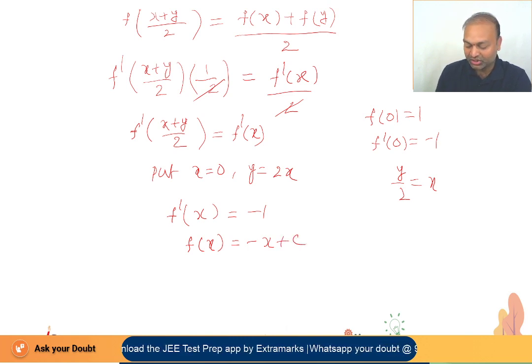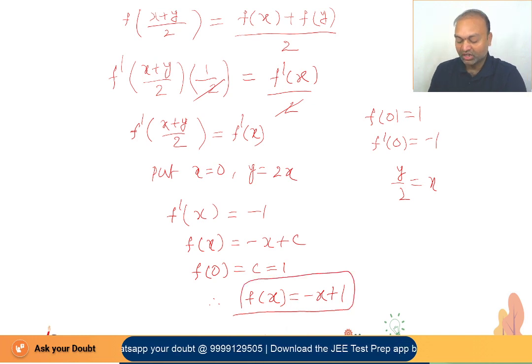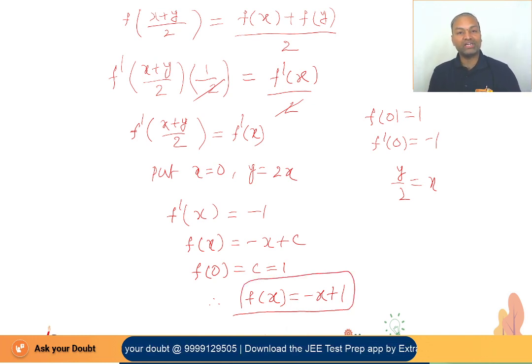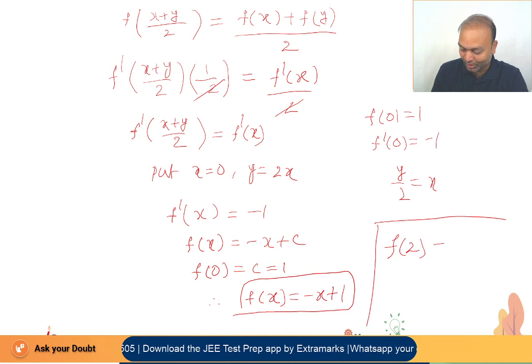Now put x is equal to 0. F of 0 is equal to c. But f of 0 is what? 1. Substitute here. Therefore, f of x is equal to minus x plus 1. See, in all three cases we got f of x is equal to minus x plus 1. But actually we have to calculate what? F of 2. So put x is equal to 2 here: minus 2 plus 1.